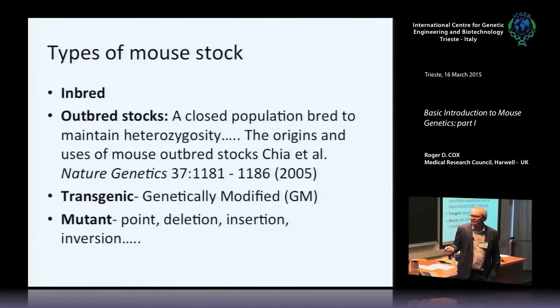There are transgenic stocks, so these are genetically modified animals. There may be gene knockouts or overexpression alleles where the genome's been manipulated. And there are mutations: point mutations, deletions, insertions, inversions. So there are stocks that carry mutations.